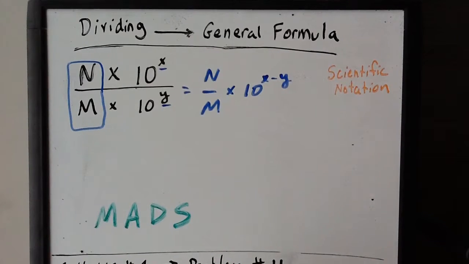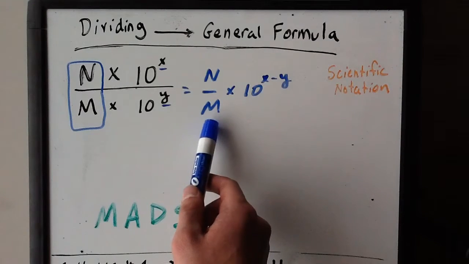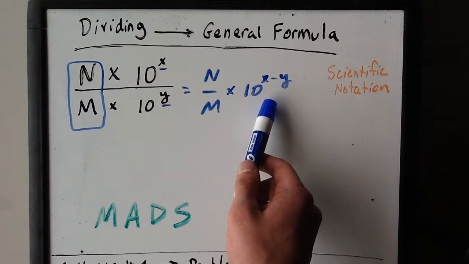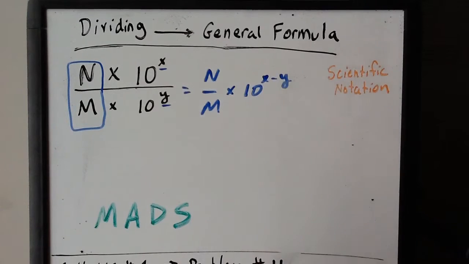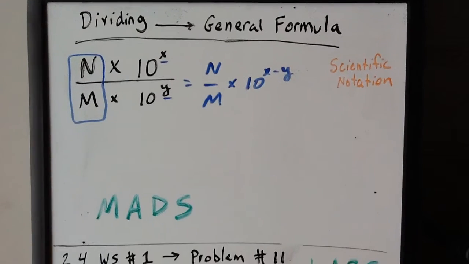Okay, this is following our 3 steps for dividing in scientific notation. Step 1 is divide the bases. Step 2 is subtract the exponents to get the power of 10. And then step 3 would be to adjust for scientific notation. Again, here we're following MADS, our exponent rules. If you multiply the bases, you would add the exponents. If you divide the bases, which is what we're doing here, we subtract the exponents. I'm going to do one example problem.